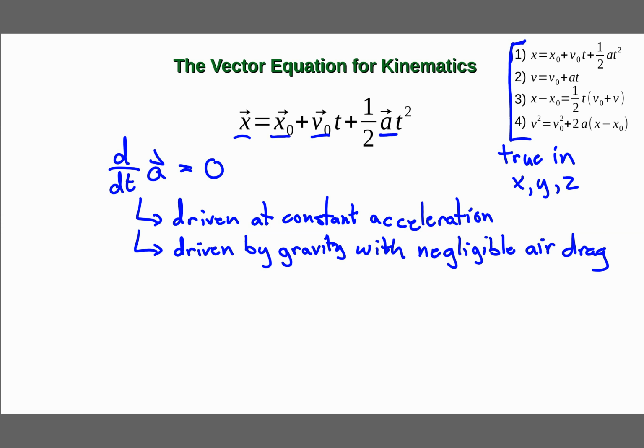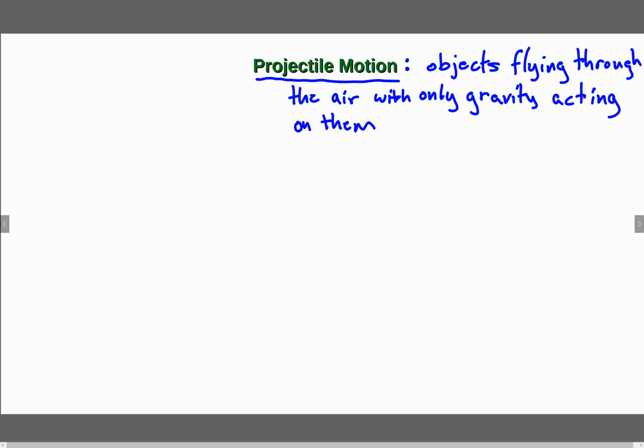So if I say that x is positive when it moves to the right, when I have something that's moving to the left, I have to remember that that is actually negative x. So our most common example of kinematics in multiple dimensions is projectile motion. When we say projectile motion, what we mean is objects flying through the air with only gravity acting on them.